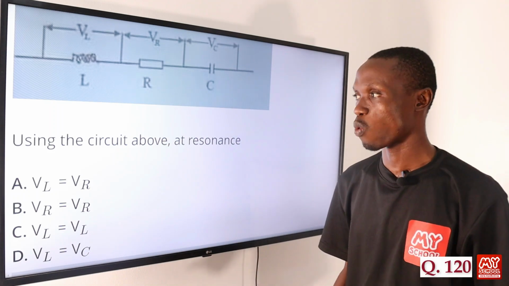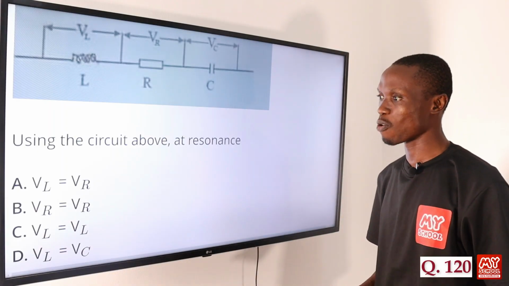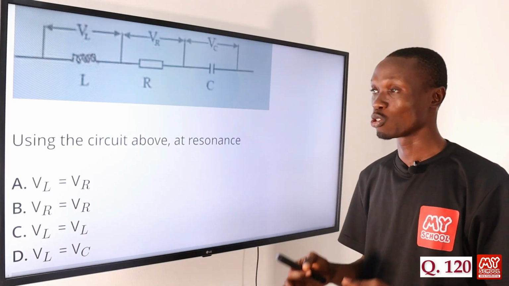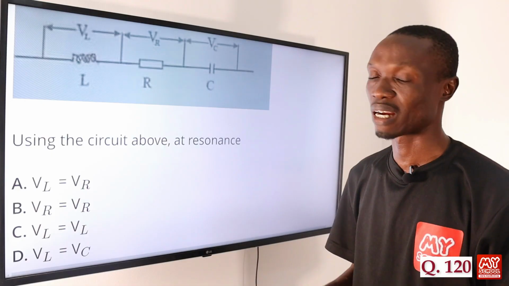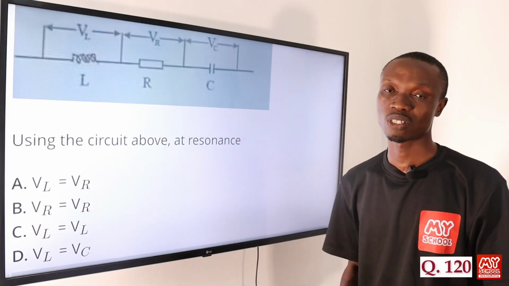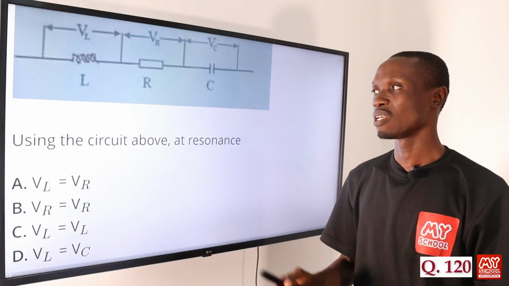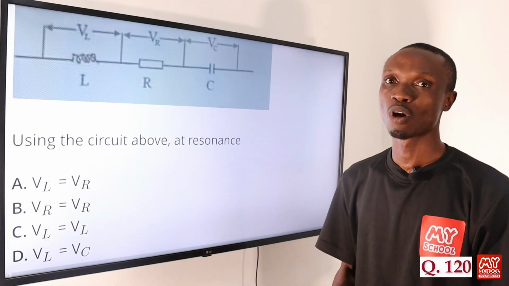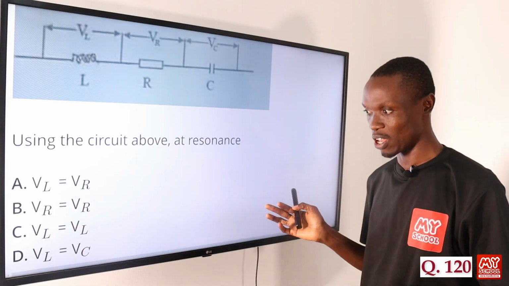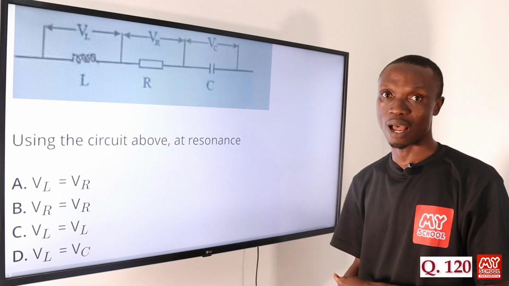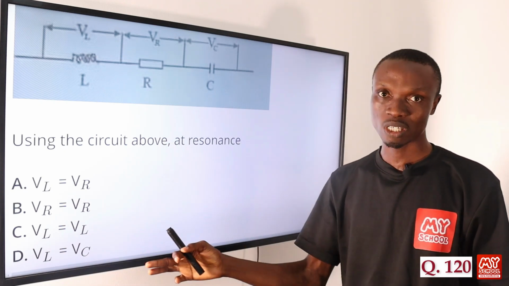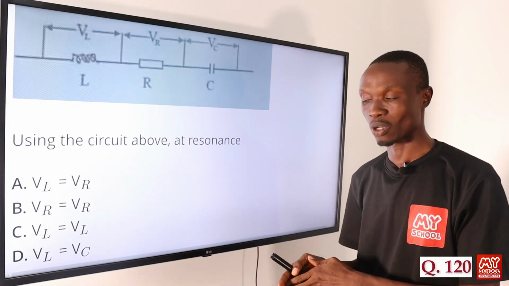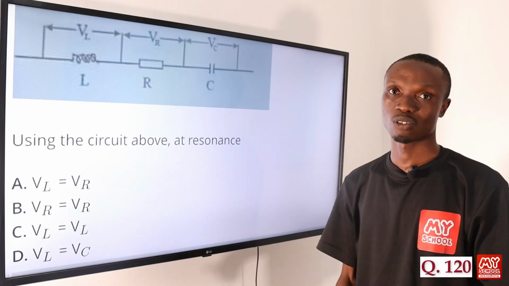Moving on to question 120. Using the circuit above at resonance. So remember that at resonance, the inductive reactance equals the capacitive reactance, causing the voltage across the capacitor and the inductor to be equal in magnitude but opposite in phase, making option D the correct answer to this question. The voltage in the inductor equals the voltage in the capacitor. Okay, so option D is the correct answer to this question.